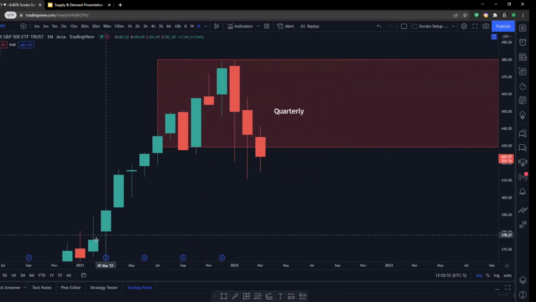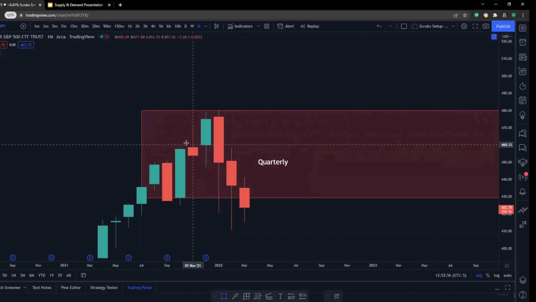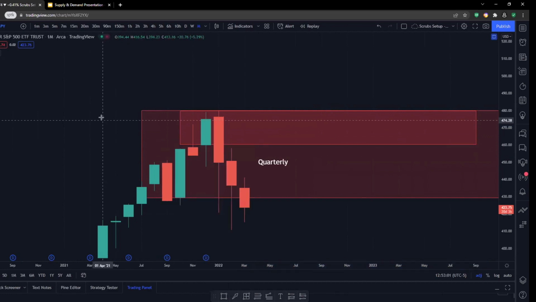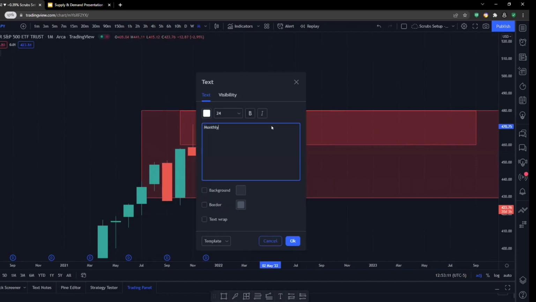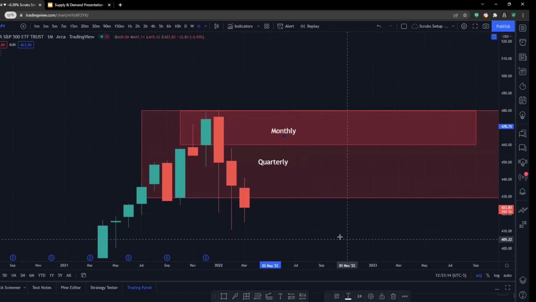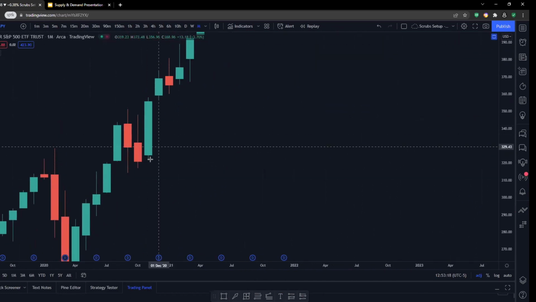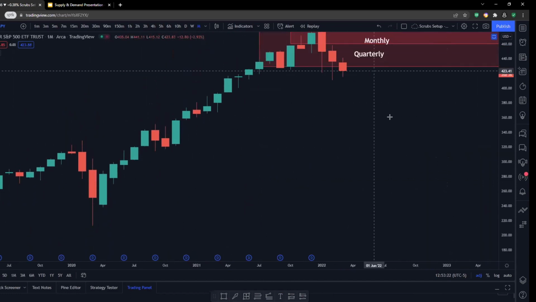Same thing. We have rally, base, drop. So then we have another one right here. Boom, boom. Bottom of this box, bottom of this body for the basing period, and top of the imbalance itself. So this would be a monthly. So far we have a 3-month and a monthly inside of each other. You can technically consider this a demand area, but I'm not going to worry about it because it's 100 points off.